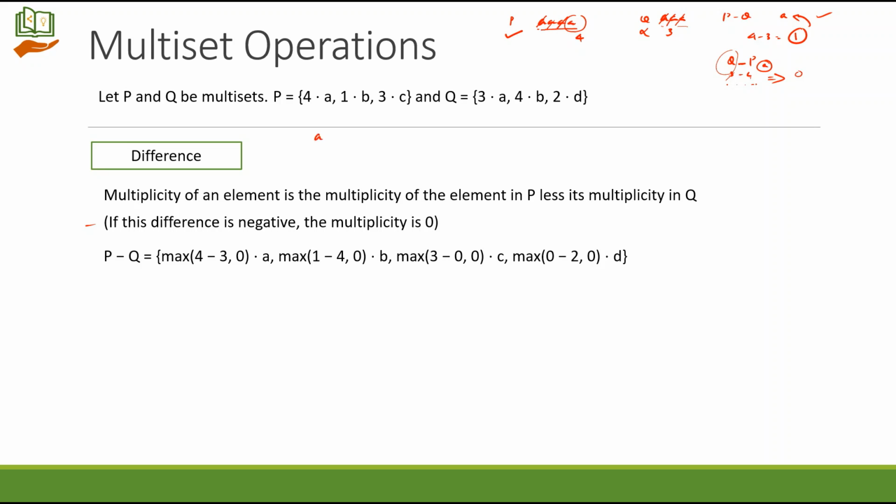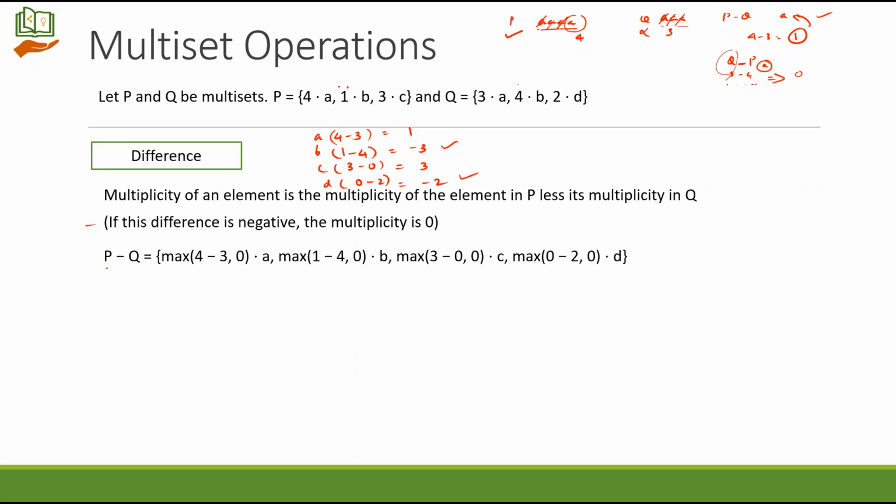For A, we have 4 minus 3. For B, we have 1 minus 4. Take it in the same order, 1 minus 4, because it is P minus Q. What about C? We have 3 minus 0. What about D? We have 0 minus 2. Now the value here is 1, here it is minus 3, here it is 3 and here it is minus 2. Did we get negative numbers? Yes, we got negative difference here.